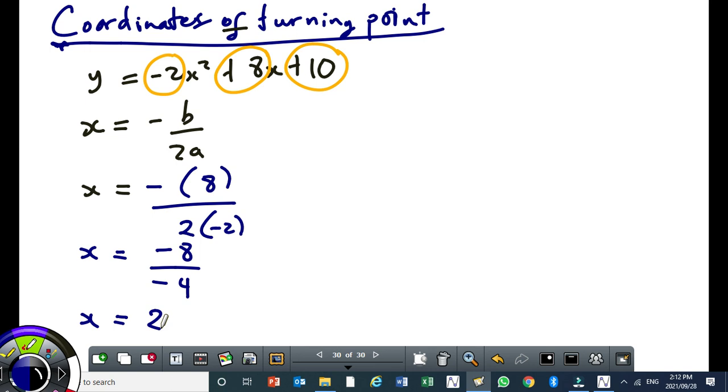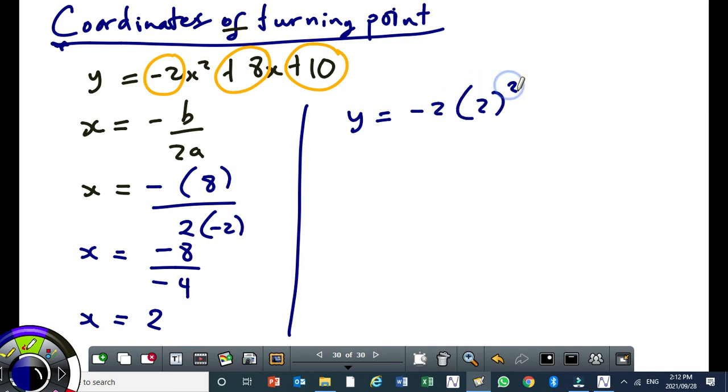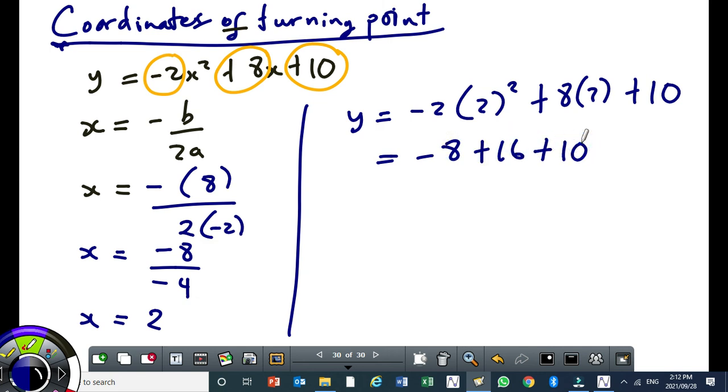Alright, so x equal to 2. Now we need to get the y value at the turning point. So y is equal to minus 2 times 2 squared plus 8 times 2 plus 10. So this will give me minus 8 plus 16 plus 10. So 26 minus 8 will give you 18. Therefore, the coordinates of the turning point are going to be 2 and 18.